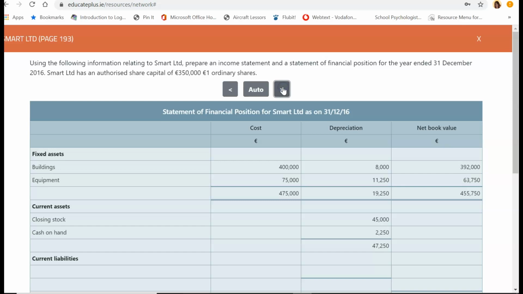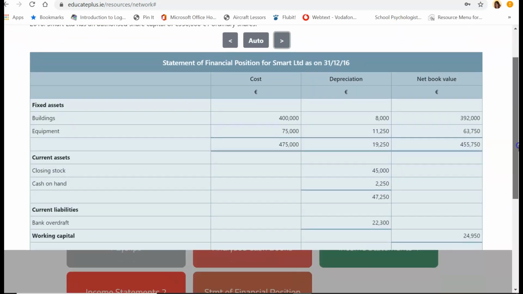Our next heading is our current liabilities. We only have one current liability, which is a bank overdraft. You minus those two figures to get what we call the working capital. The working capital is really important because it tells us how able the business is to pay its debts as they fall due. If the working capital is high, that's good. If it's a negative figure, that's really bad. Here it's positive, it's 24,950.